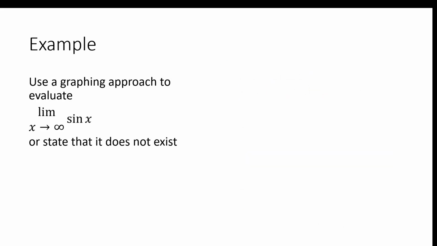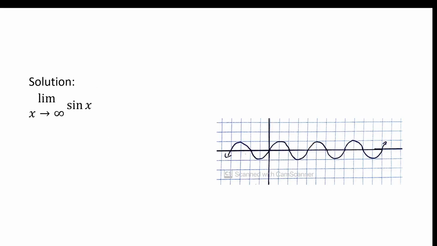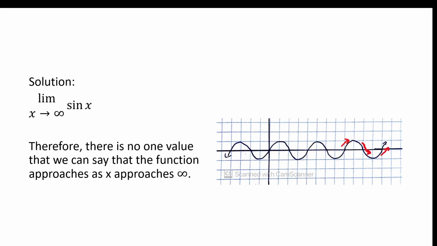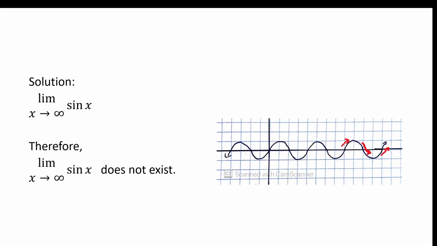Now let's use a graphing approach to evaluate the limit as x goes to infinity of sine x. Okay, as x goes to infinity, we graph the curve y equals sine x, and we see that first we're going to a y value of 1, and then a y value of -1, we're at a y value of 0, we're at a y value of 1. We're going to keep on going up and down between -1 and 1 forever. So there's no one value that we can say the function is approaching as x approaches infinity. So we're going to say the limit as x goes to infinity of sine x does not exist.